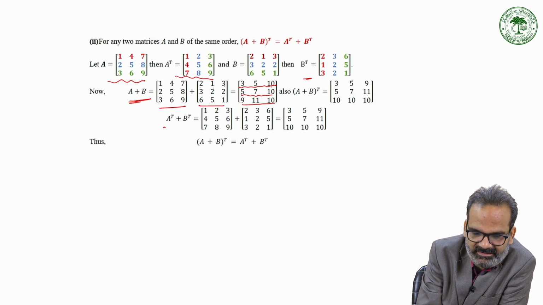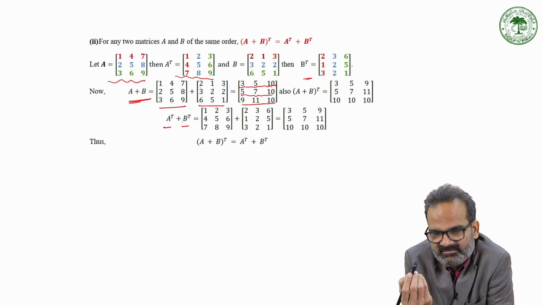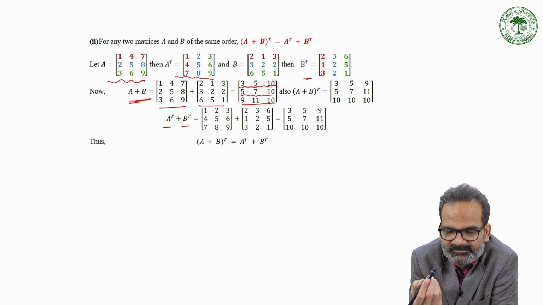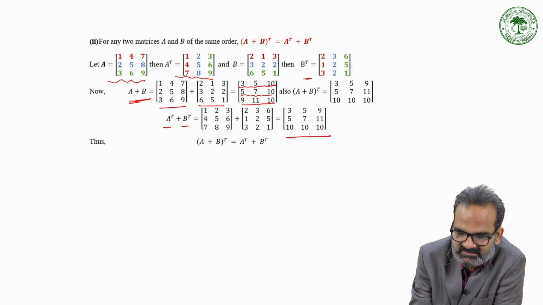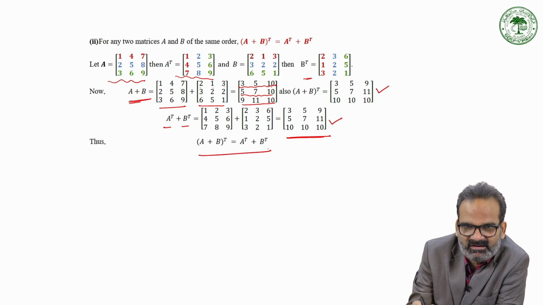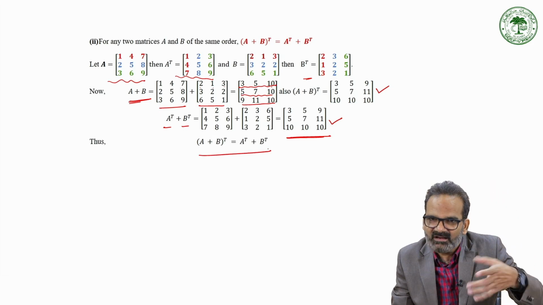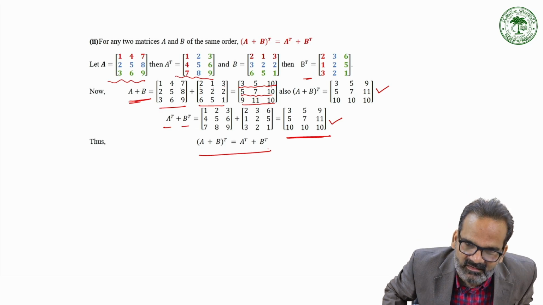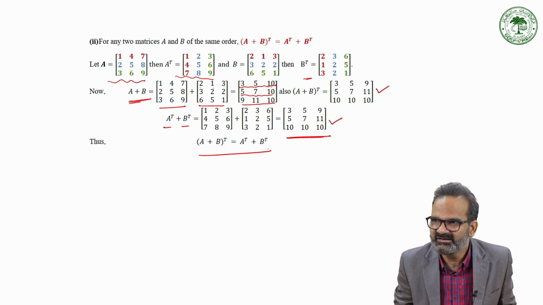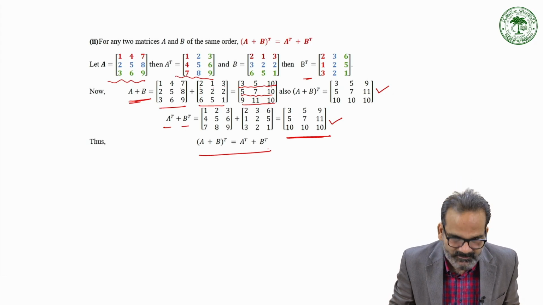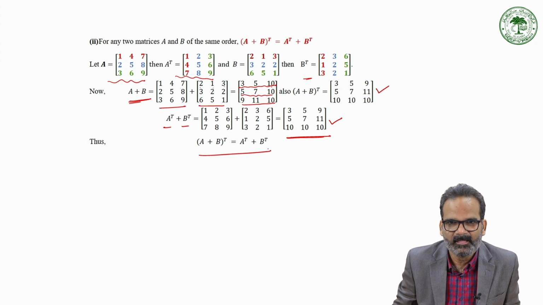Now find out AT plus BT. We have A transpose, we have B transpose, and we can add up these two matrices, and the sum of these two matrices is coming out to be this. So see, this matrix and this matrix both are the same. Therefore, the transpose of the sum of two matrices is equal to the sum of their transposes individually. (A plus B) transpose is equal to A transpose plus B transpose, right?